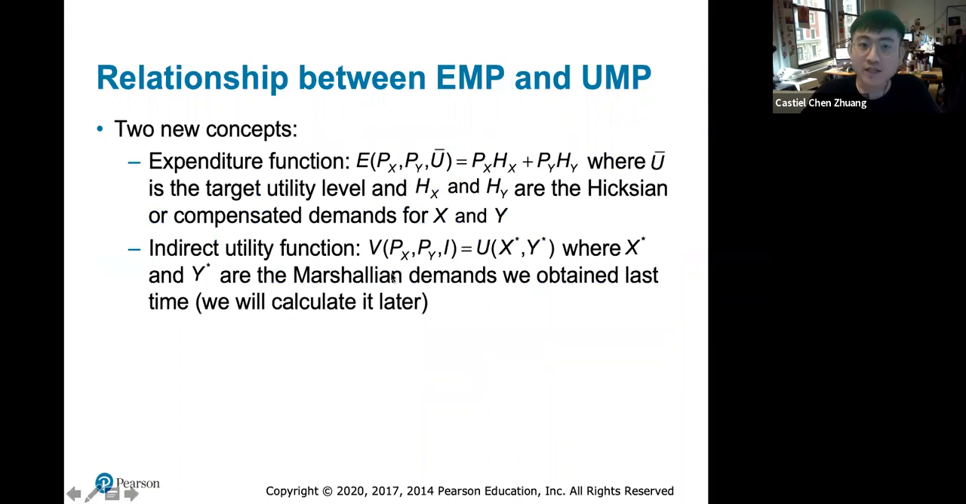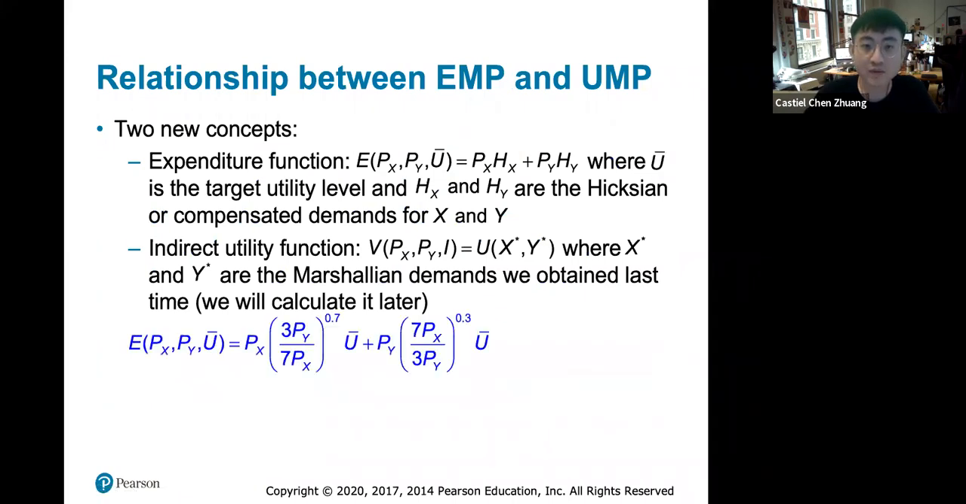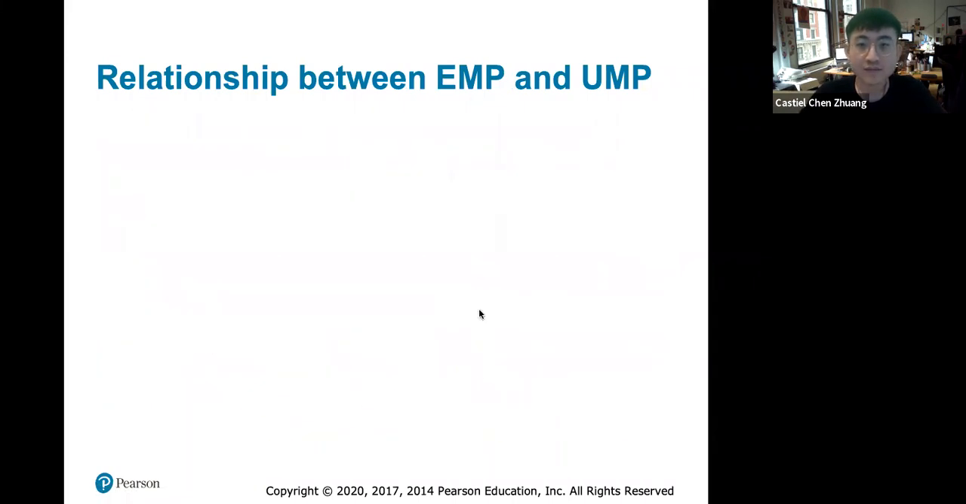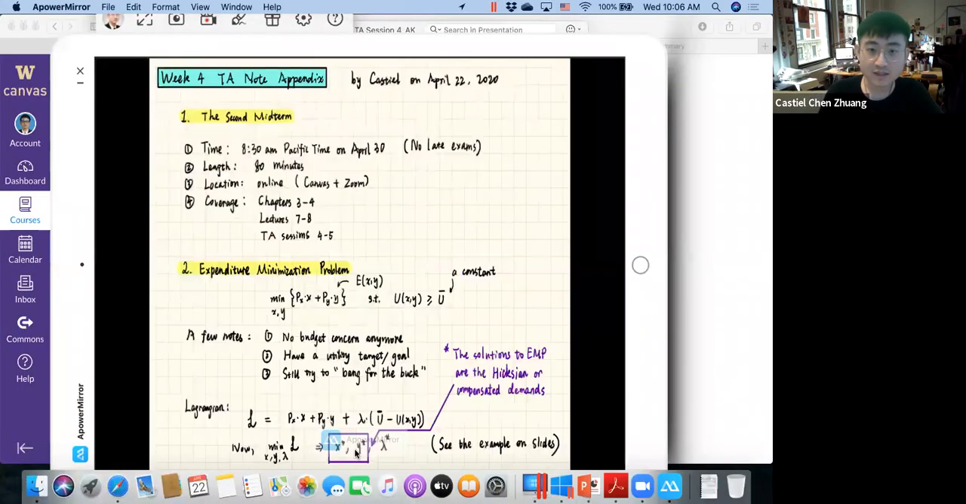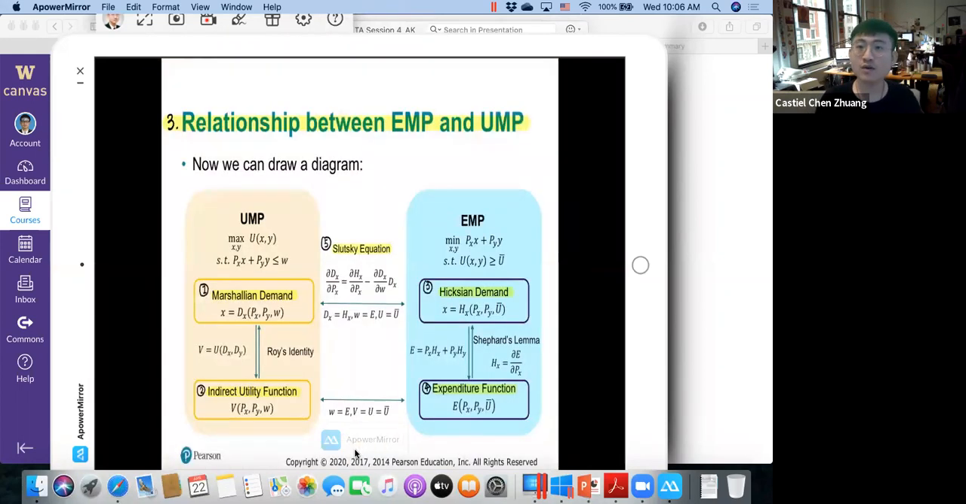So I believe the professor already talked about expenditure function and indirect utility function. So basically, I will talk about this when we talk about the relationship between UMP and EMP. So let's go back to my iPad. So now we've talked about UMP, utility maximization problem, and EMP, expenditure minimization problem.